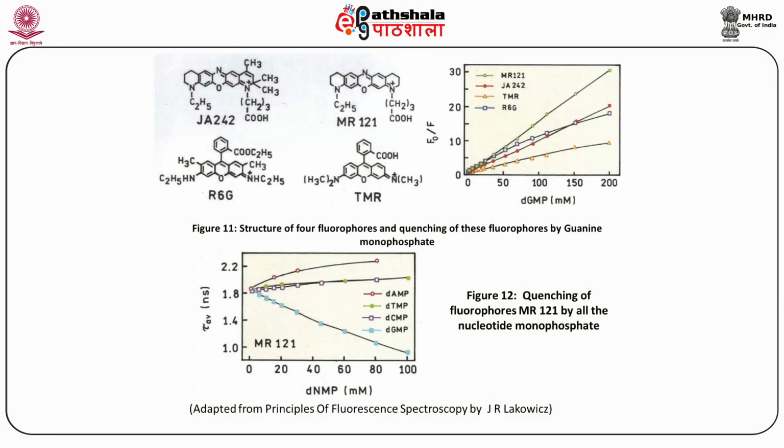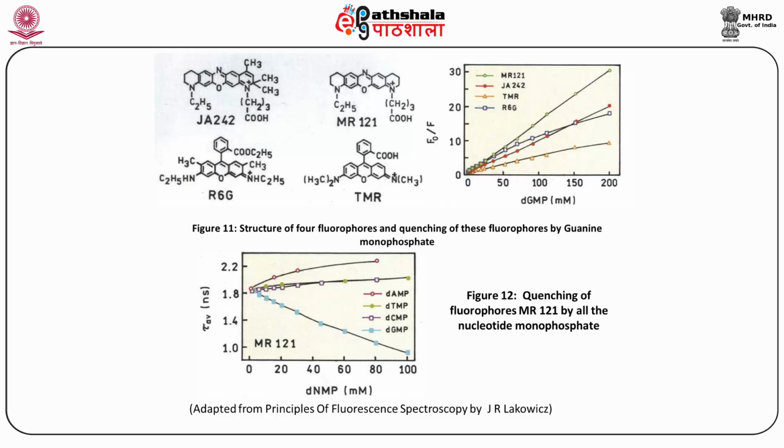The upper left panel shows you the structure of 4 fluorophores, that is JA242, MR121, R6G, and TMR. The right side panel shows you the quenching of all the fluorophores with guanine monophosphate. The lower panel shows the quenching of fluorophore MR121 by all the nucleotide phosphates, that is guanine, adenine, cytosine, and thymine. From these results, it can be seen that quenching by guanine monophosphate is not limited to a single fluorophore, but multiple fluorophores can be quenched efficiently with it.